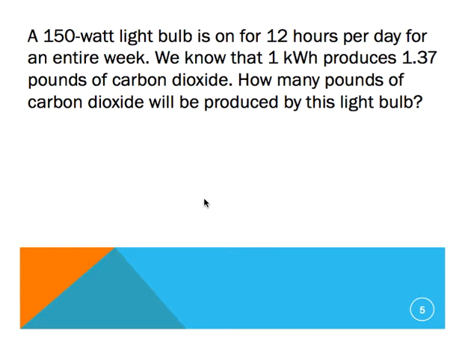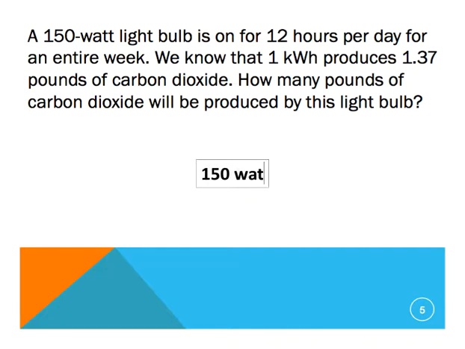In this particular situation, what I would probably recommend is doing a little bit of side work to figure out the total number of hours that it is in use. If you think about it, if it's in use for 12 hours a day, and you're doing that for an entire week, if you take 12 times 7, you're going to get a total of 84 hours. So that's going to help us set up our problem.